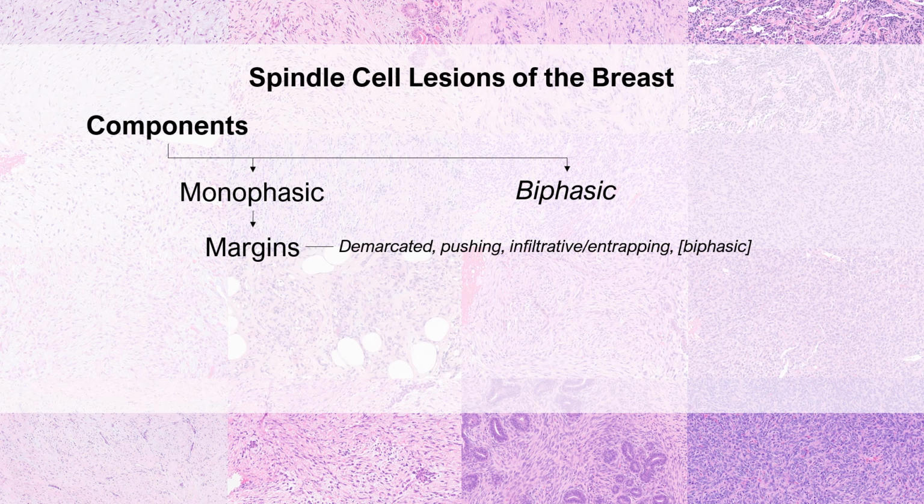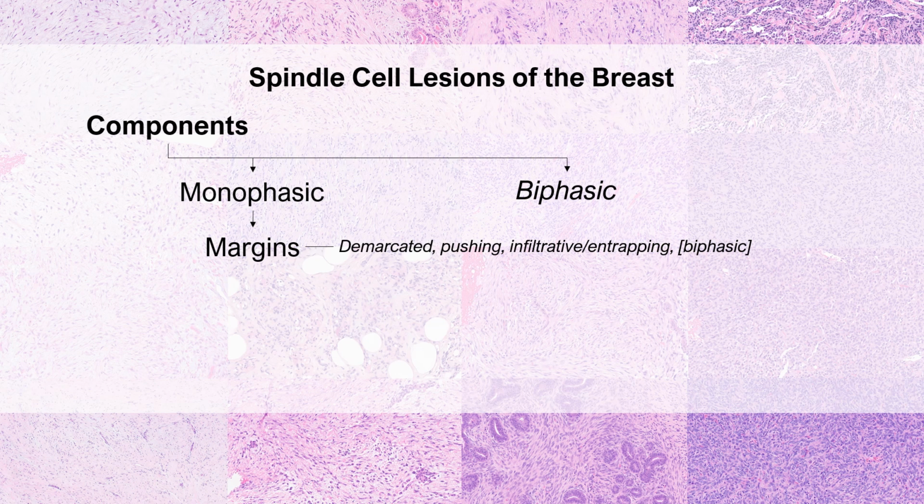We should consider whether the periphery appears well demarcated, pushing, or infiltrative and entrapping. And for this latter group, we really need to make sure that we're not actually looking at a biphasic lesion. One thing that I find helpful when I see epithelial elements within a tumor is looking at the pattern of distribution. So if they're very regularly distributed throughout a lesion, that's more likely to represent a true biphasic neoplasm, though not always.